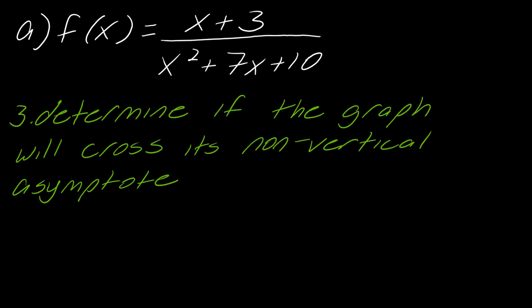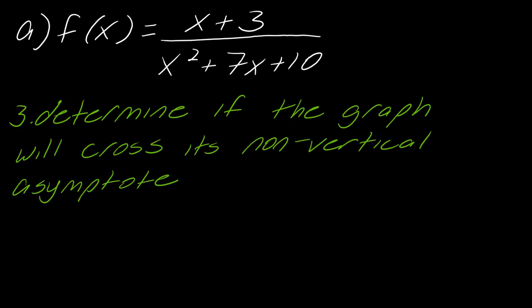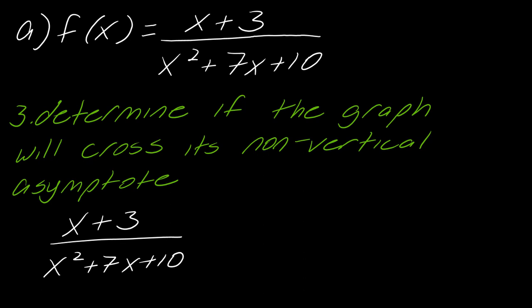We want to determine if our graph will cross its non-vertical asymptote. If you remember back from step 1, we found the vertical asymptote and the horizontal asymptote. So the non-vertical asymptote in this case would be this one. To figure this out, you do have to go back and reference whatever your non-vertical asymptote is, and you set the equation equal to that. So in this case, I'm going to set (x + 3) over (x² + 7x + 10). Just to reiterate, my horizontal asymptote in this case was y = 0. So I want to set this whole equation equal to 0.